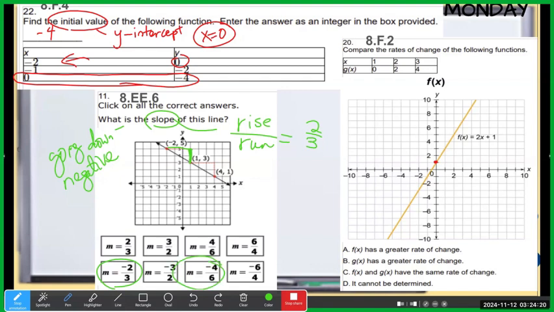Why did we miss it? I only chose one answer. Did you put that in your block? I ain't see -2 over 3 after -3 over 2. So you did the opposite? Run over rise. Anybody else?